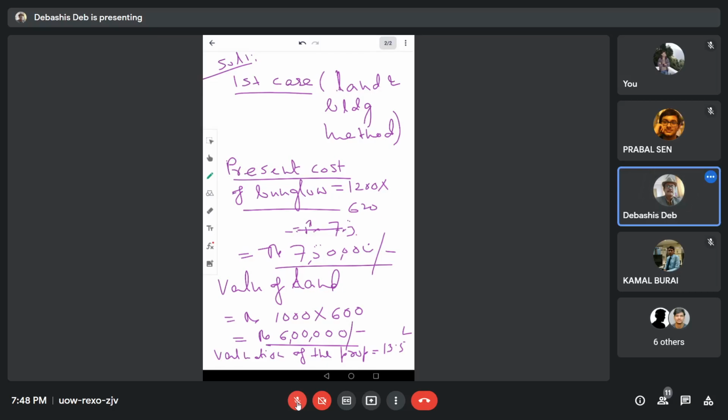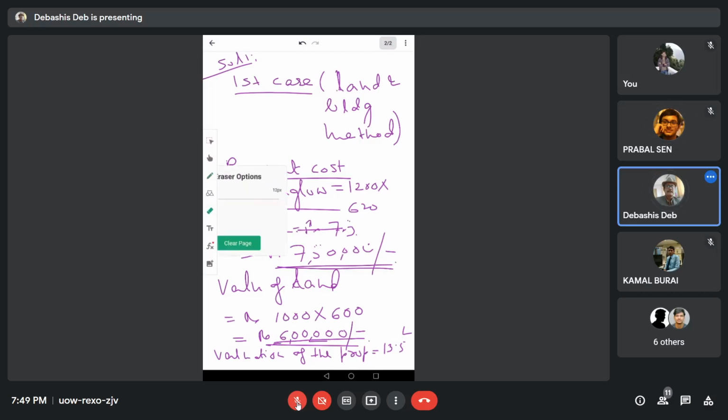Yes, sir. So land and building method, we have calculated what will be the value. It is coming at 13.5 lakhs. Now he has received an offer of 17 lakhs. So we can say the offer is more than the value. Okay. But now we'll be trying to calculate value on the basis of the 7.5 and 6 lakh, 7 lakh 50,000 and 6 lakh, value of the bungalow and value of the land.